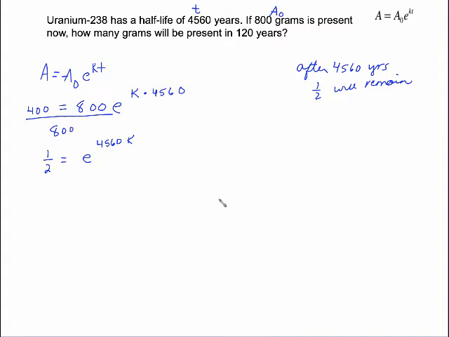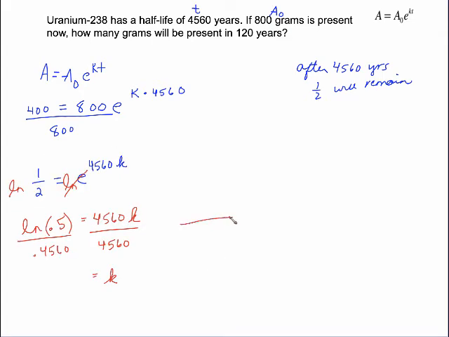So we will solve like we did on the last one and get the natural log of both sides. I'm going to go ahead and write a half as 0.5, just be easier in the calculator. And then ln e cancels out, gives me 4560 times k. To solve for k, divide both sides by 4,560, and that is my k value. So plugging this into the calculator, ln 0.5 divided by the 4560.